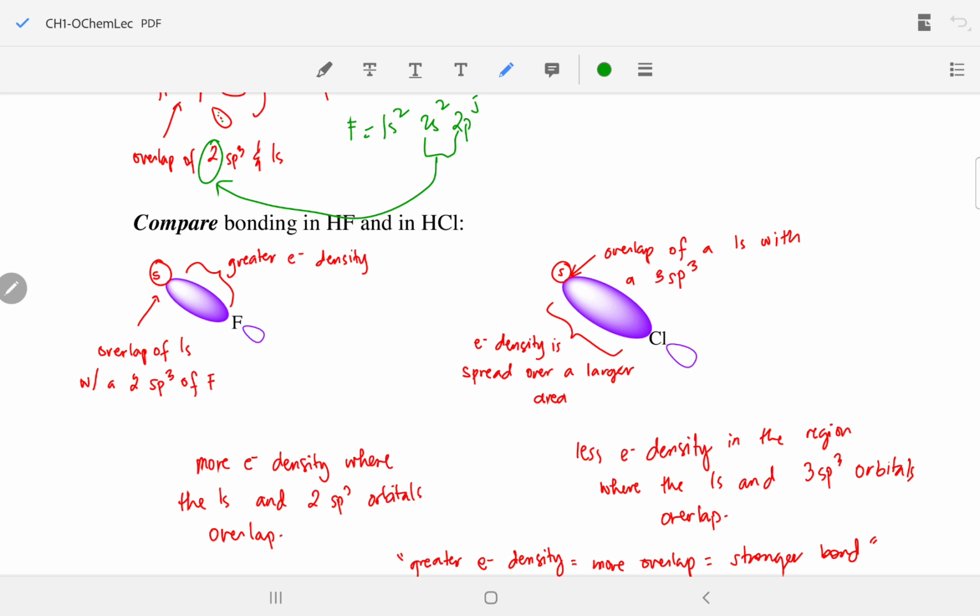What this molecular orbital means is that there is a greater electron density here as compared to this one. There is a lesser electron density there because it is spread over a larger area. Here there is a smaller area, so the electrons are concentrated here as compared to there. And you might wonder why the overlap is smaller with fluorine versus chlorine. That is where atomic size, a property of each atom, comes in.